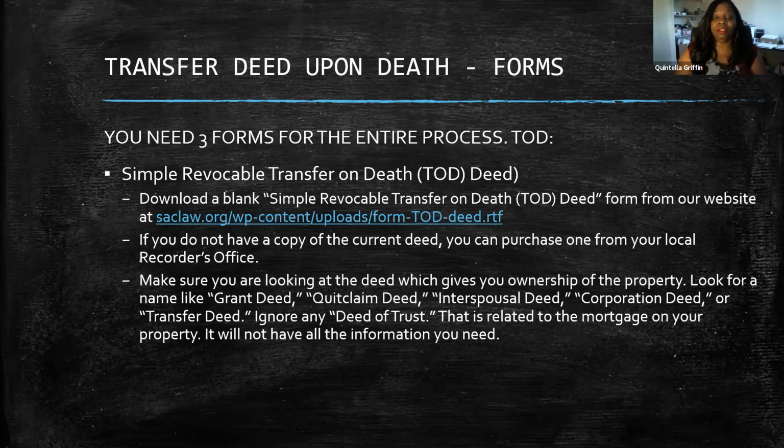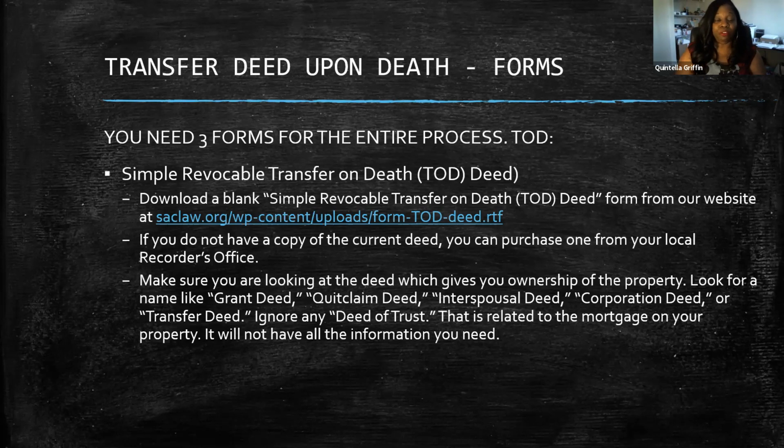One form to put the property in a TOD, one form if you want to revoke the person that's the beneficiary and change it to another one. And number three, the affidavit of TOD when that person dies, to transfer the property into your name. It's just that simple. Okay, so simple revocable transfer on death TOD deed.